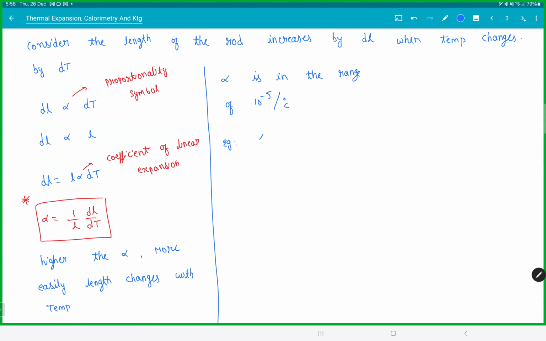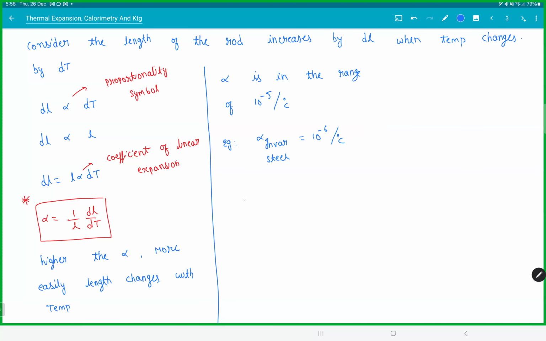For example, there's a material called Invar steel. This is what we use to make instruments. It has alpha of 10 power minus 6. So the lesser the alpha, the better, because you don't want your instruments to get messed up because of temperature.